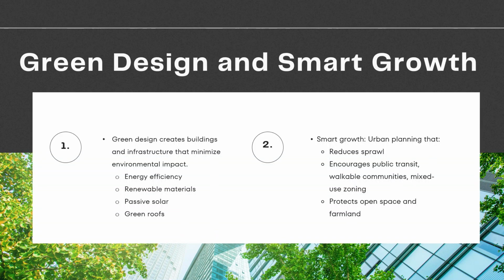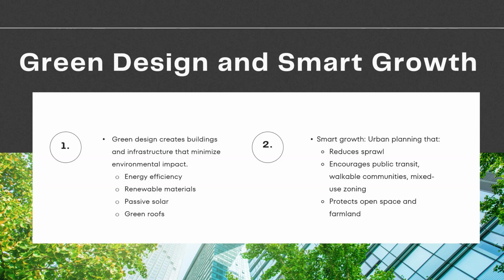Green design and smart growth are two approaches to reducing environmental impacts in cities. Green design focuses on building an infrastructure that uses less energy and fewer resources over its lifetime. For example, features like energy efficient materials and green roofs reduce heat buildup and lower energy demands.